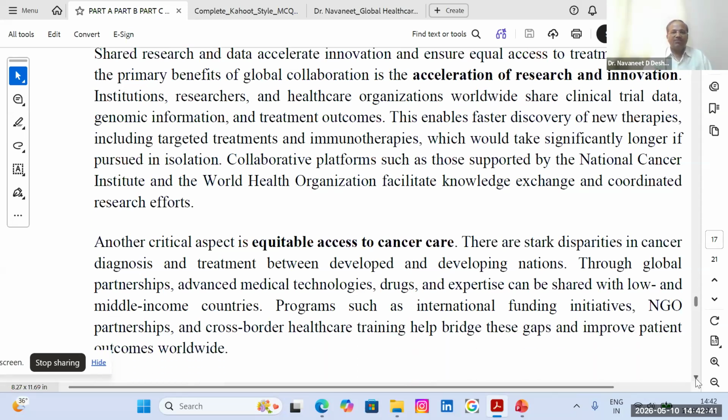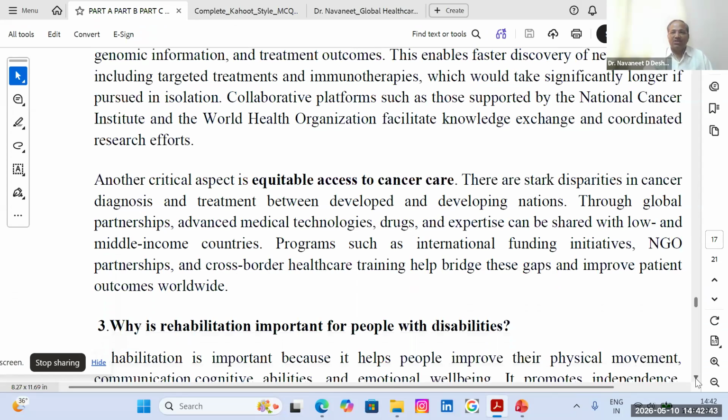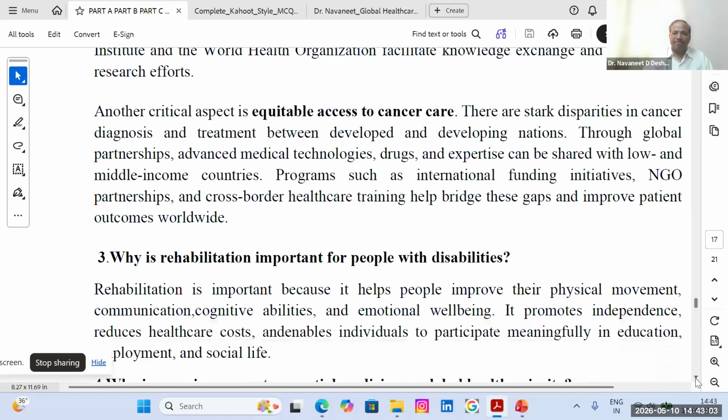Another critical aspect is equitable access to cancer care. There are stark disparities in cancer diagnosis and treatment between developed and developing nations. Through global partnerships and advanced medical technology, drugs and expertise can be shared with low and middle income countries. Programs such as international funding initiatives, NGO partnerships, and cross border healthcare training help bridge these gaps and improve patient outcomes worldwide.